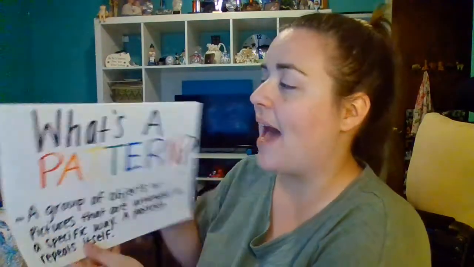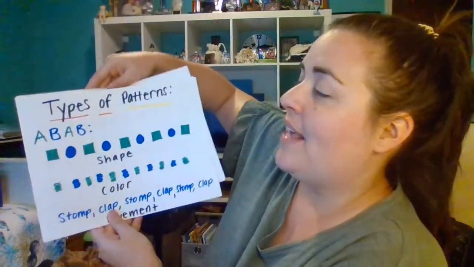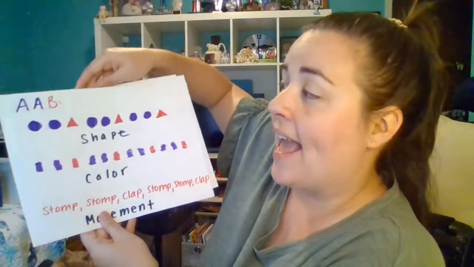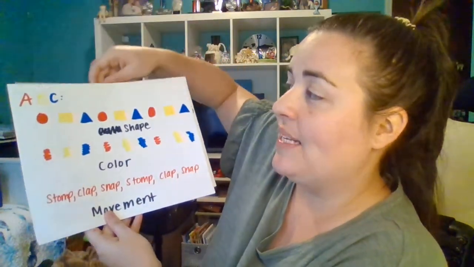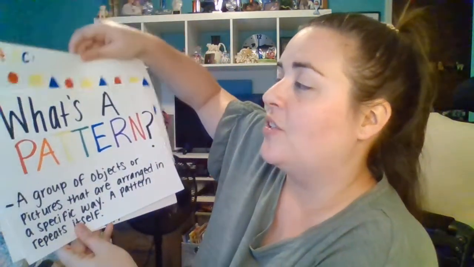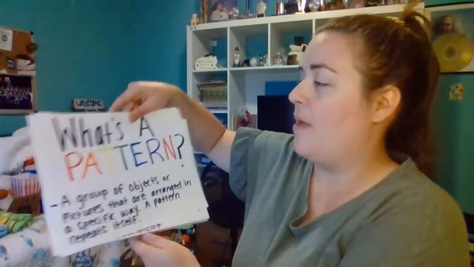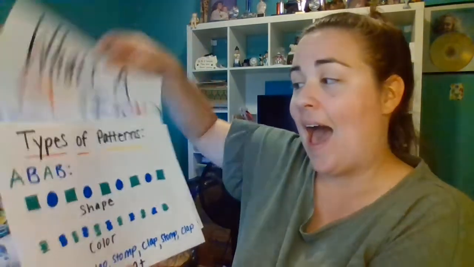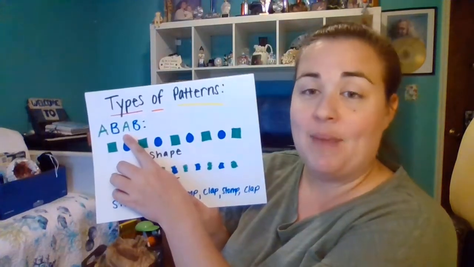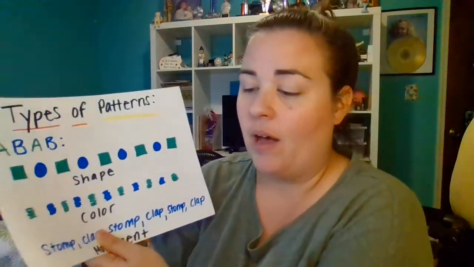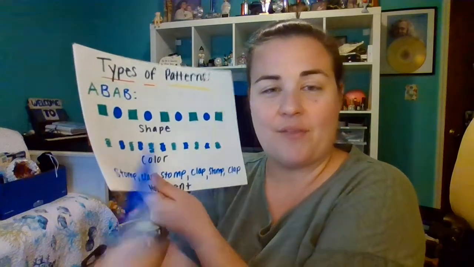All right, so friends, these are our three different patterns. Again, an ABAB pattern, an AAB pattern, and an ABC pattern. So I am going to show you guys how to make a pattern out of objects that I found in my house, okay? So I'm going to make an AB pattern out of my markers that I have, okay?